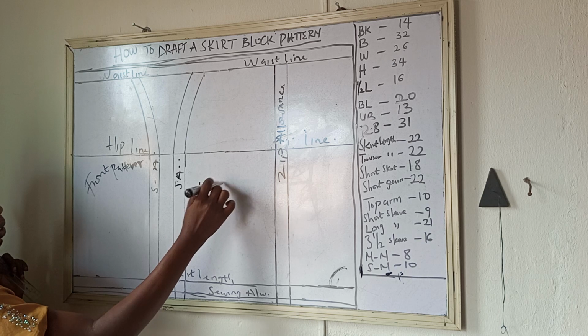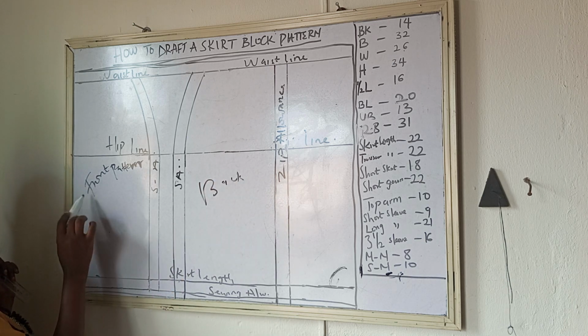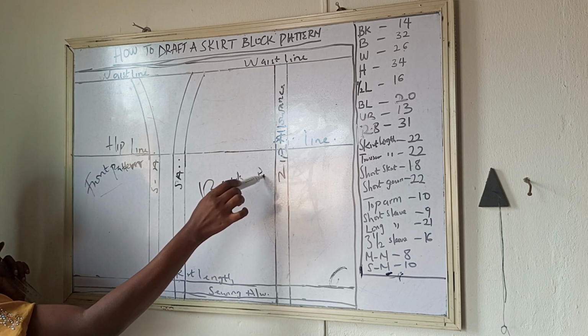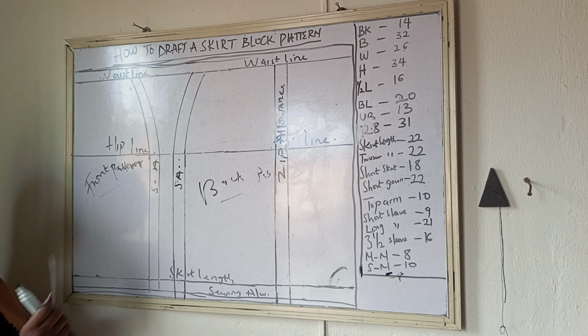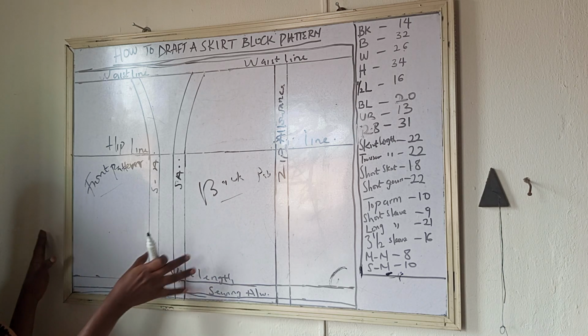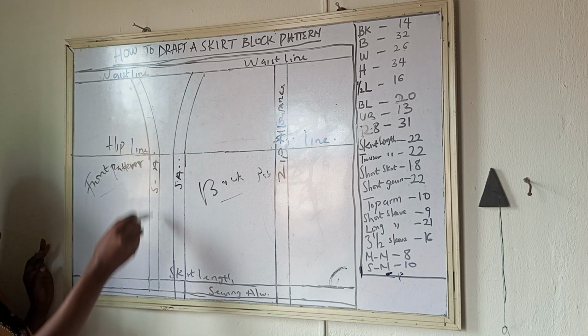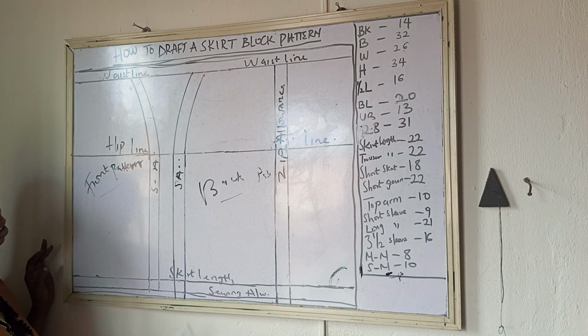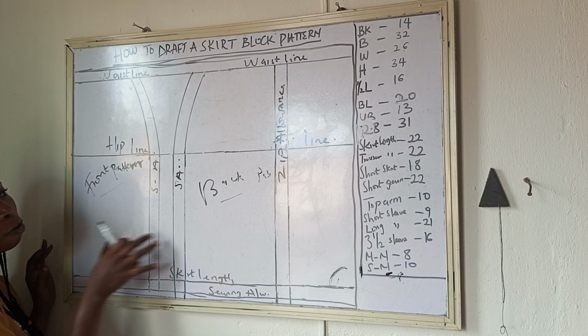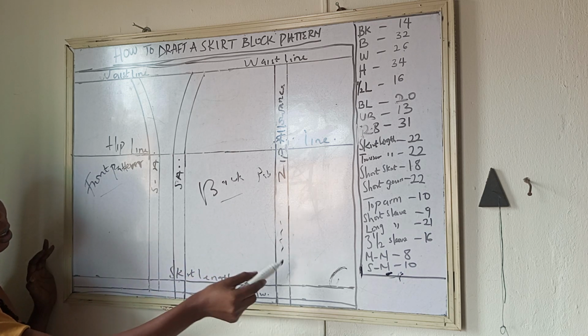So here we have our back, here we have our front pattern. I hope you can easily draft your skirt pattern now. If you are cutting off, you are cutting off from here, you are cutting off from here. And cutting this out will be on fold. You add your zip allowance.